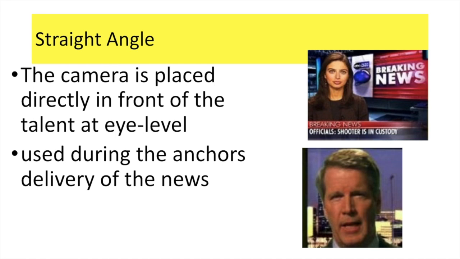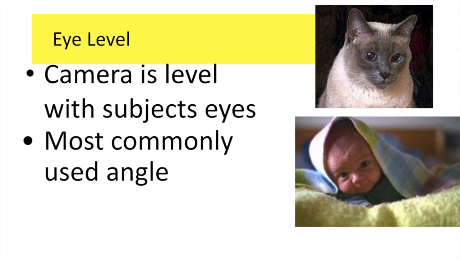Straight angle. Okay, the next one, straight angle, and one of the other ones are very close. Straight angle is placed directly in front of the talent's eye level. Usually it's at the same angle as your camera operator. This is usually used during the news because it's just straight into them, as you can see in the pictures.